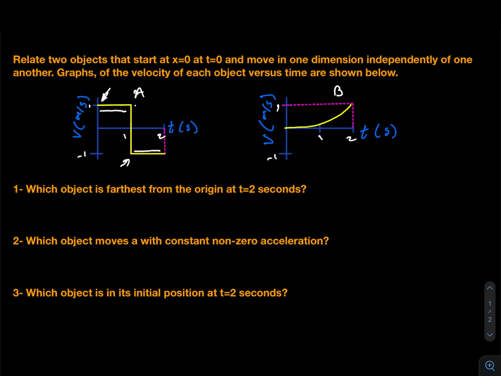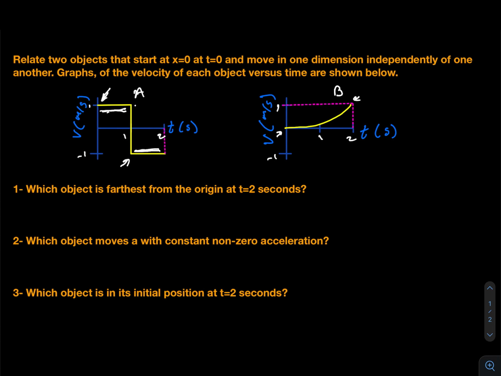And then object B starts off at 0 meters per second, but it ends at 1 meter per second. Now, it didn't get there immediately. It slowly sped up to 1 meter per second. So the first one started at 0 and moved forward at 1 meter per second, and then it went backwards at 1 meter per second.